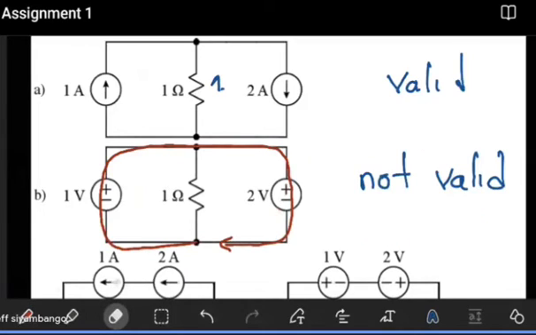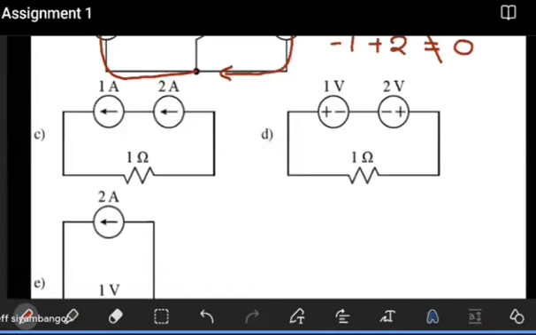From the outer loop, if we start from down here, the first one we find is the 1 volt, minus first. And when we continue, we find the 2 volts, plus first. And those are the only 2 elements in this loop. This is supposed to be equal to 0 according to Kirchhoff's voltage law. But clearly this is not equal to 0. Because of that, this circuit is not valid again.